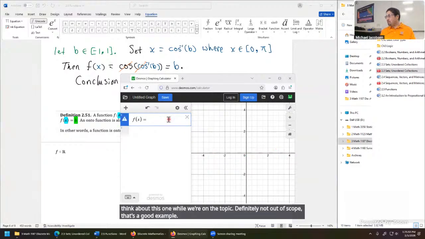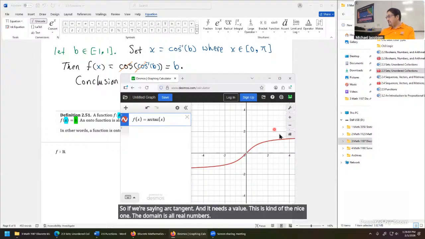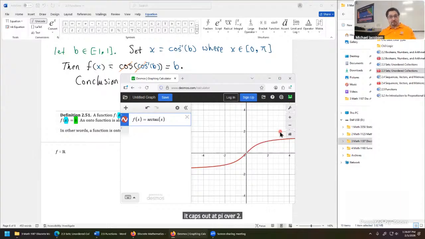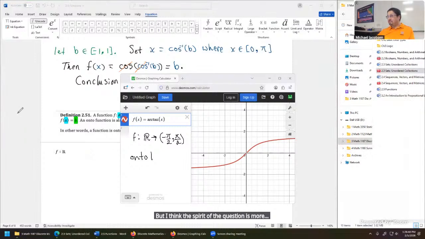That's a good example. So if we're saying arctangent, this is kind of the nice one. The domain is all real numbers. It caps out at pi over 2, doesn't actually hit the value, so there's a horizontal asymptote. Similarly, at negative pi over 2. So it's not onto if your codomain is R, but if your codomain goes like this, let me get back to the tool. Here we go. If we say f is mapping from R to negative pi over 2 to pi over 2, this function is onto. And so this was kind of the nice case. But I think the spirit of the question is more tangent itself. That one's a little bit touchier to think about.